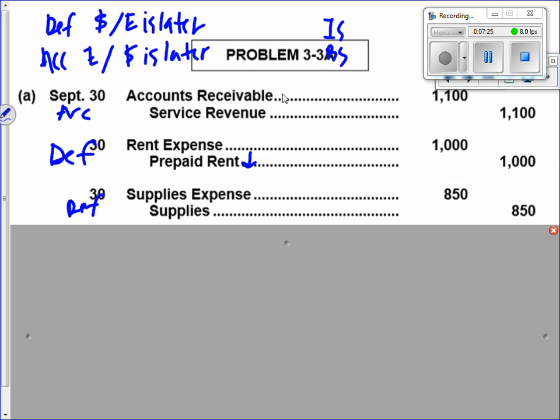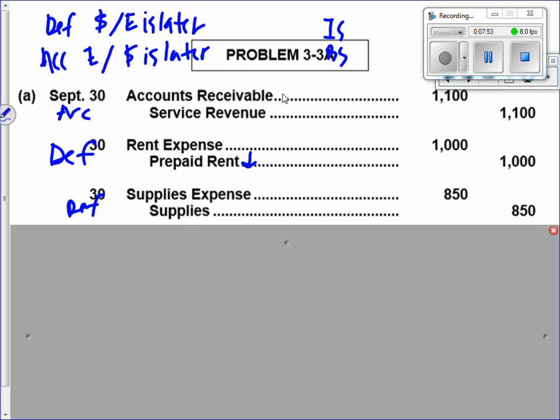Equipment, 18 grand. I'm still driving around my little beep, beep, beep delivery truck. However, what grew? Accumulated depreciation grew. Why do I see that as a credit though? I thought all assets were debits. It's offsetting the value of what? Our delivery truck or whatever it is for equipment.